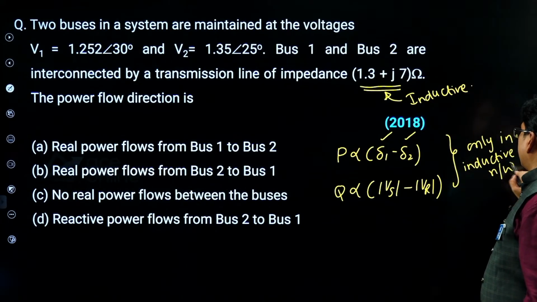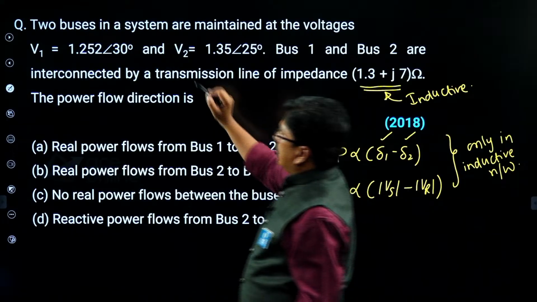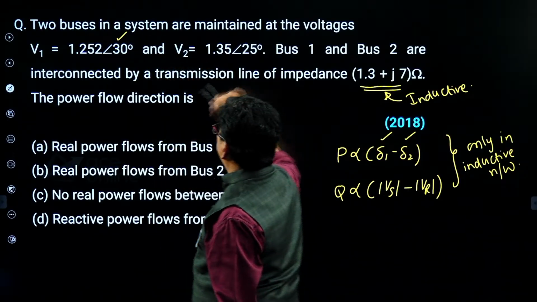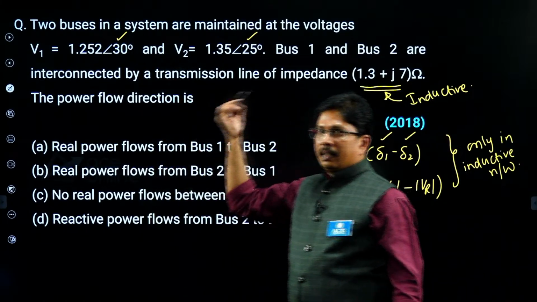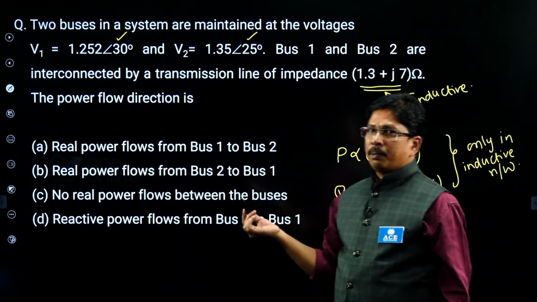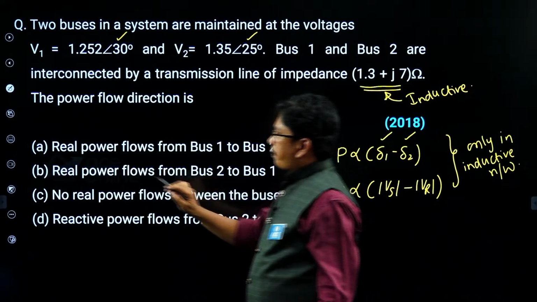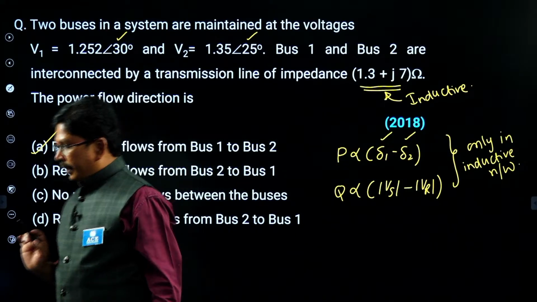Inductive network. So here it is given 30 degrees, and here it is given 25 degrees. As bus 1 delta is more than that of bus 2 delta, active power flows from bus 1 to bus 2. Option A is the perfect answer.